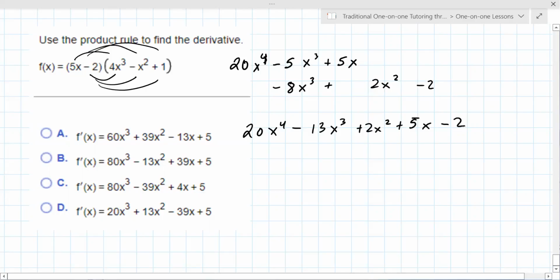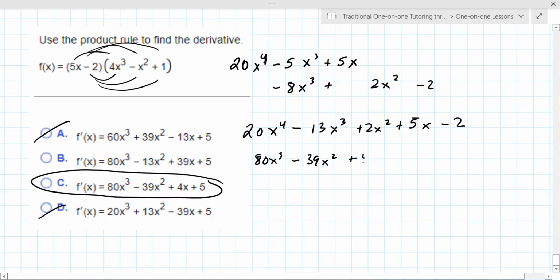So you're going to take a derivative using the power rule. Again, 4 times 20 is 80x cubed. That means we're down to B and C. Minus 39x squared, so that means the answer is C, but we'll finish it off here. Plus 4x plus 5 is our derivative.